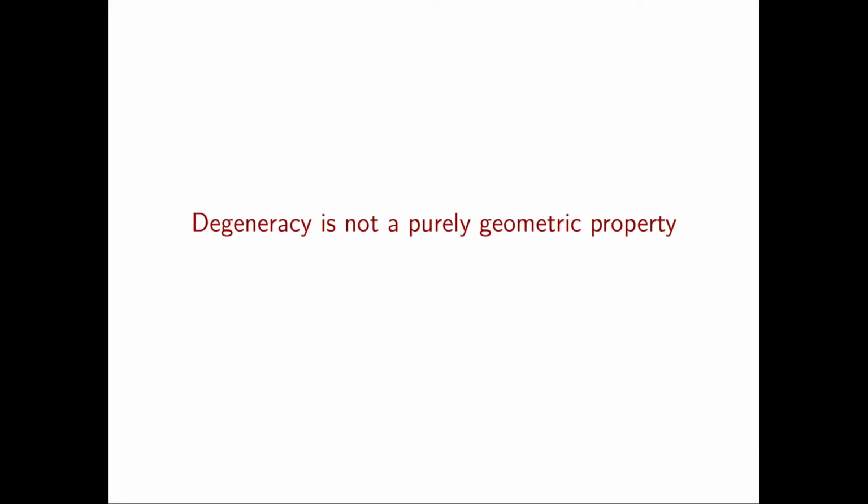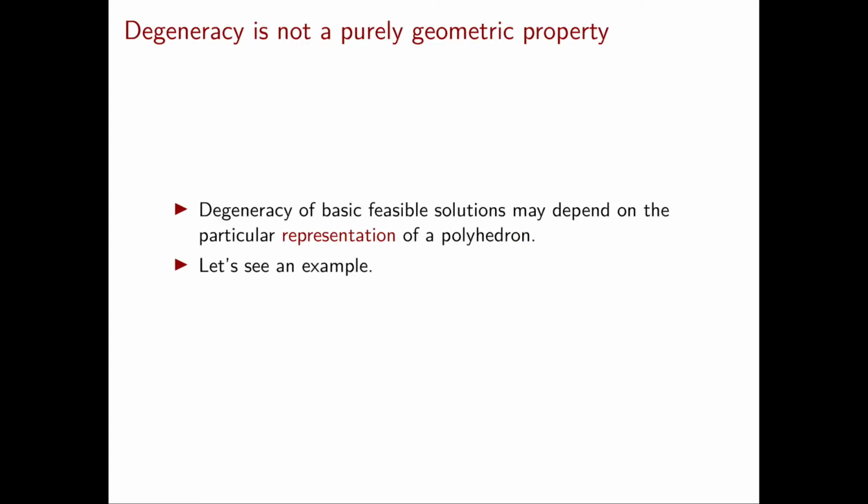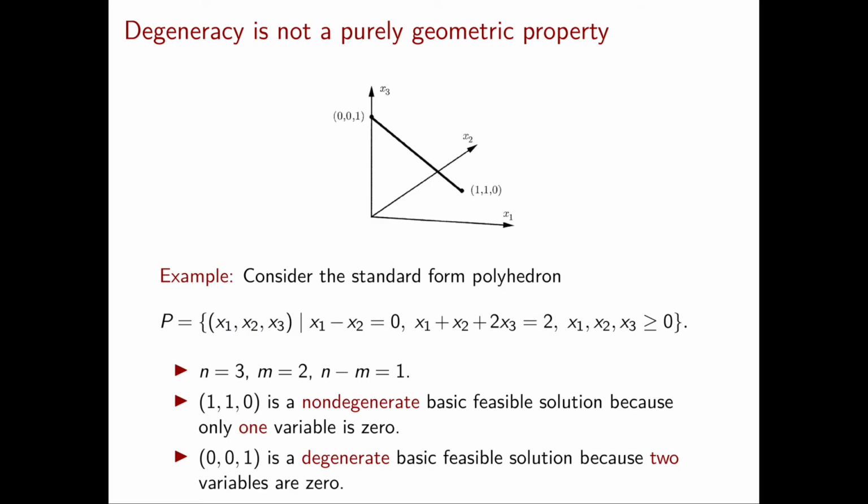So also in this example, there are several bases that correspond to the same degenerate basic solution B. The last point that I want to make in this video is that degeneracy is not a purely geometric property. This means that degeneracy of a basic solution may depend on the particular algebraic representation of a polyhedron. Let's see immediately an example. So what I want to do is give you one polyhedron and 2 different ways of writing this polyhedron with 2 different systems of linear inequalities. A specific basic solution will be non-degenerate for one of the 2 systems and degenerate for the other.